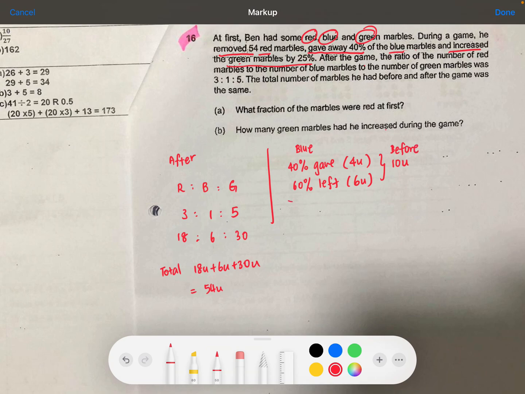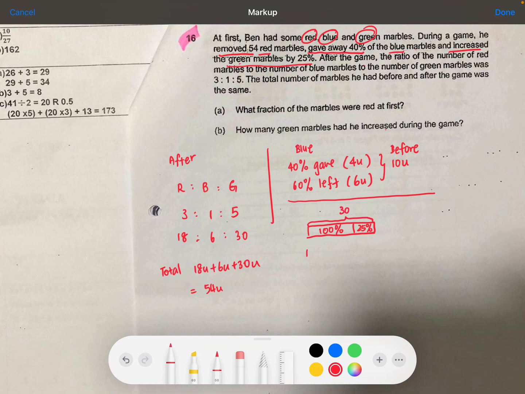Okay, so I also need to go to my green. Now my green was increased by 25%, and at the end it was 30 units, so I need to go back to the beginning before it was increased. So if I do it this way, this is the 100%, which is the original, and the 25% that is increased. After the increase, there is a total of 30 units.